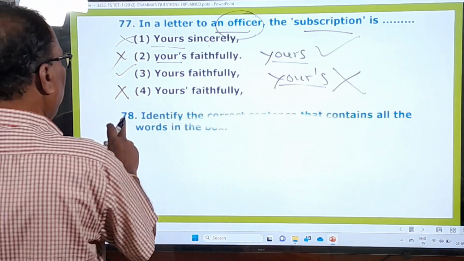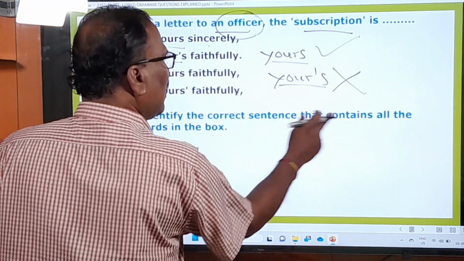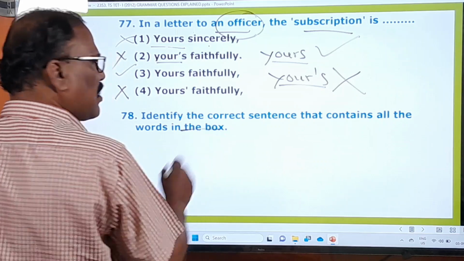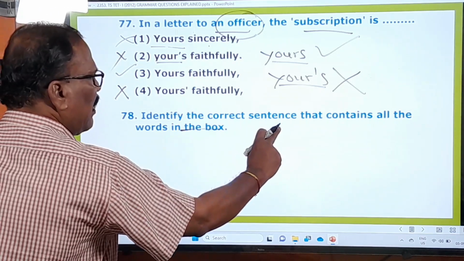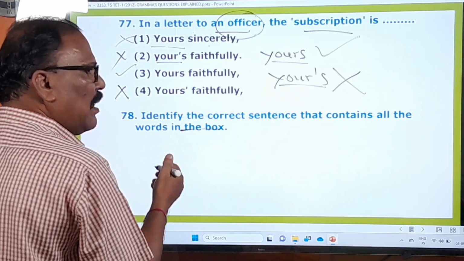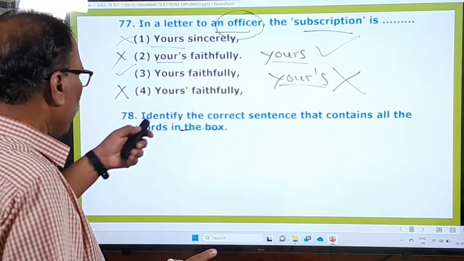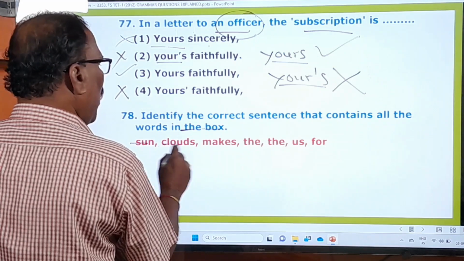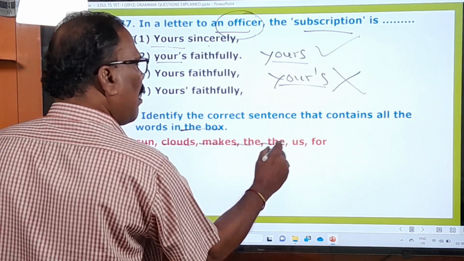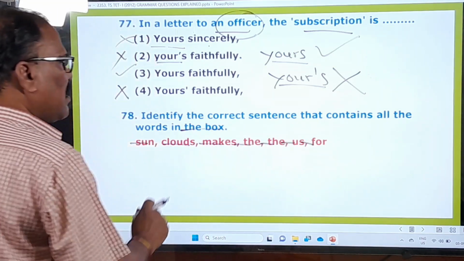78th one. Identify the correct sentence that contains all the words in the box. Some words are given here, and let us check how they are used in one sentence correctly. What are those words actually? Sun, clouds, makes, the, us, for. These are the words, and let us check.